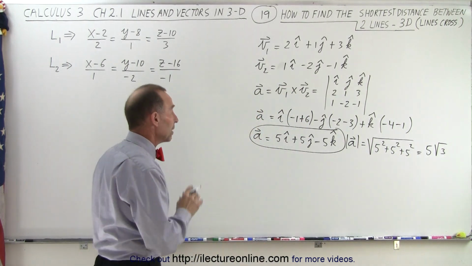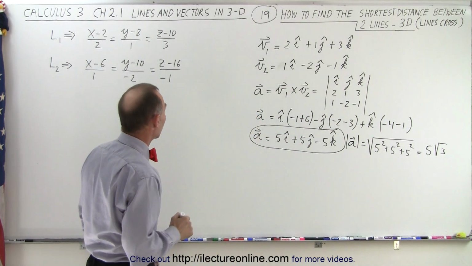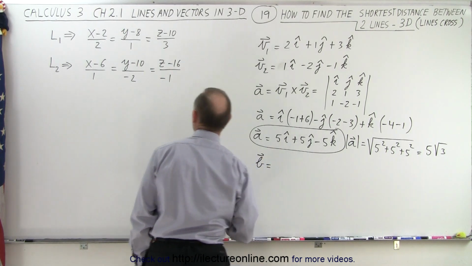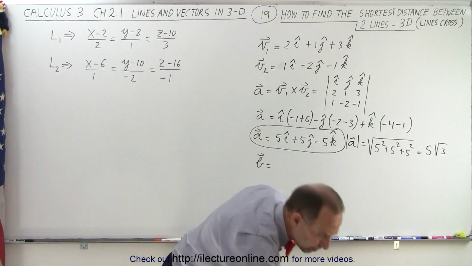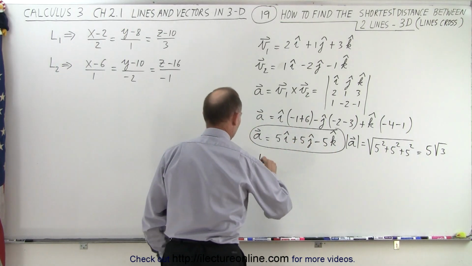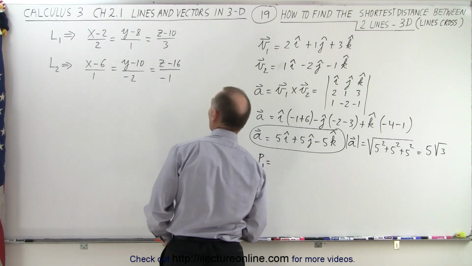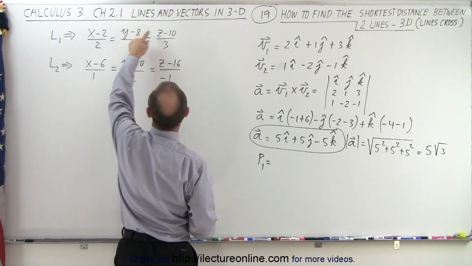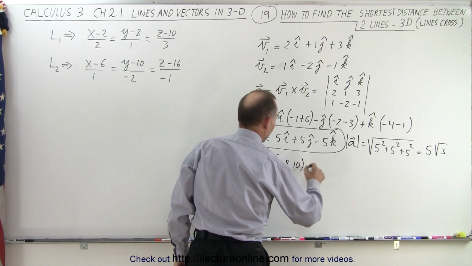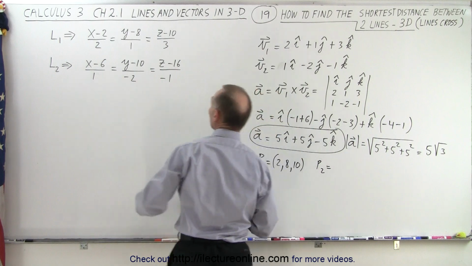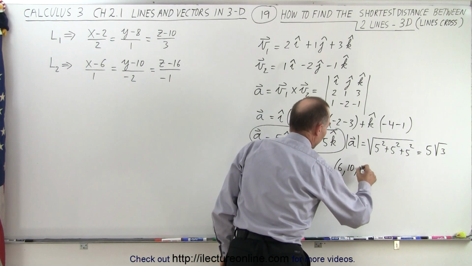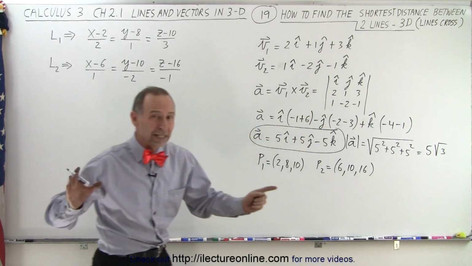Now we need vector B. Vector B will connect 2 points on the two lines. So vector B can be found by taking, well, let's see here. First, let's find the points. That makes it a little bit easier. So point 1 is equal to, well, that would be 2, 8, and 10 for the coordinates. And for point 2, that would be equal to 6, 10, and 16. So vector B will connect those 2 points.